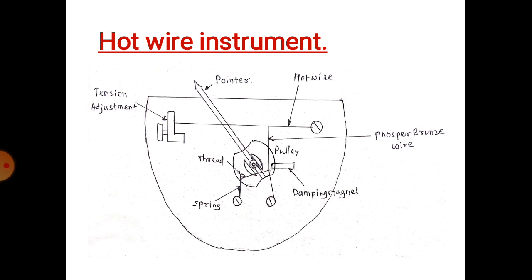So when a current is passed through the fine wire, it gets heated and expands. The expansion is taken up by a spring. This causes a pulley to rotate and pointer to deflect, indicating the value of current. The expansion is proportional to heating effect of current.